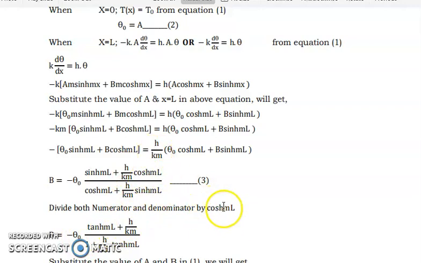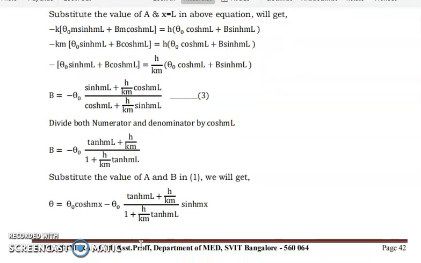So this and this get cancelled here. In the denominator, what happens here, cosh(ml) by cosh(ml) is nothing but 1, plus h by km. So sinh(ml) by cosh(ml) is equal to tanh(ml). So again substituting the values of a and b, we already get that a is equal to theta naught. We can substitute these two values in equation number 1.